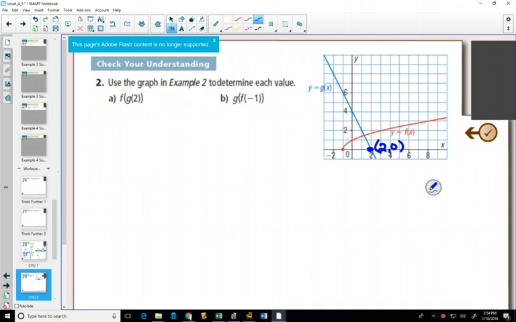So now we can say that g of 2 is equal to 0. And now we have f of 0. So now with f of 0, we're saying if we throw in 0 for x into the red function, since the red function is f of x, we have the point (0, 1) on f of x. That means f of 0 would equal 1. So f of g of 2 is equal to 1.